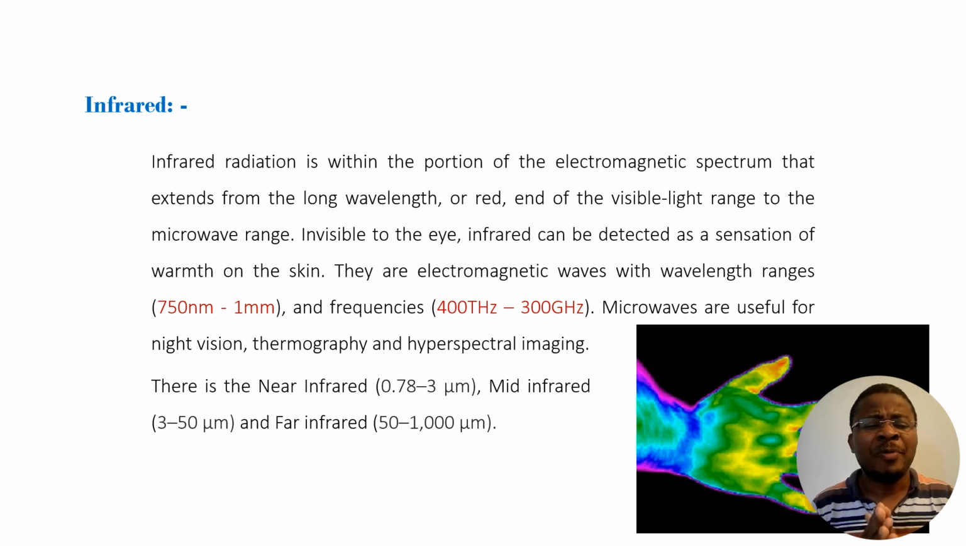Now the infrared is useful for night vision, for thermography, and for hyperspectral imaging. We have the near infrared, which has a wavelength between 0.78 to 3 micrometers, the mid infrared, which ranges from 3 to 50 micrometers, and the far infrared, which ranges from 50 to 1000 micrometers.